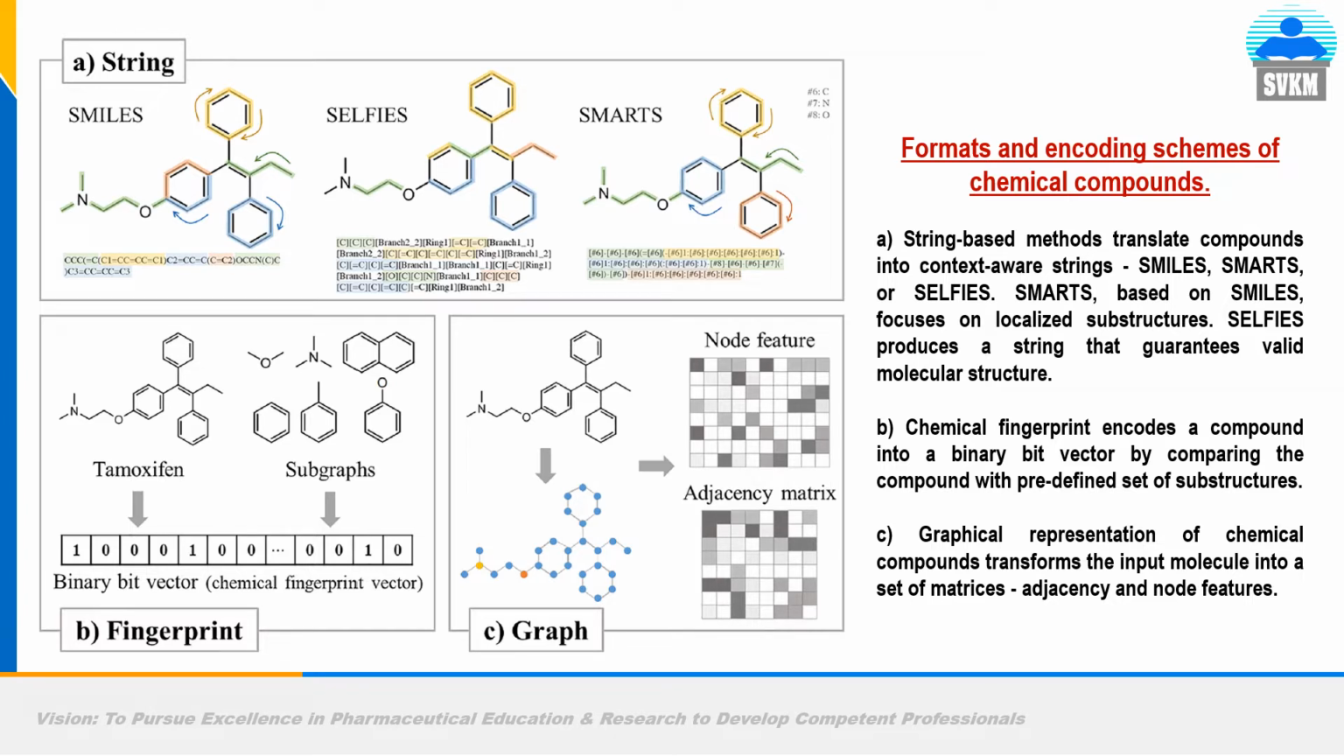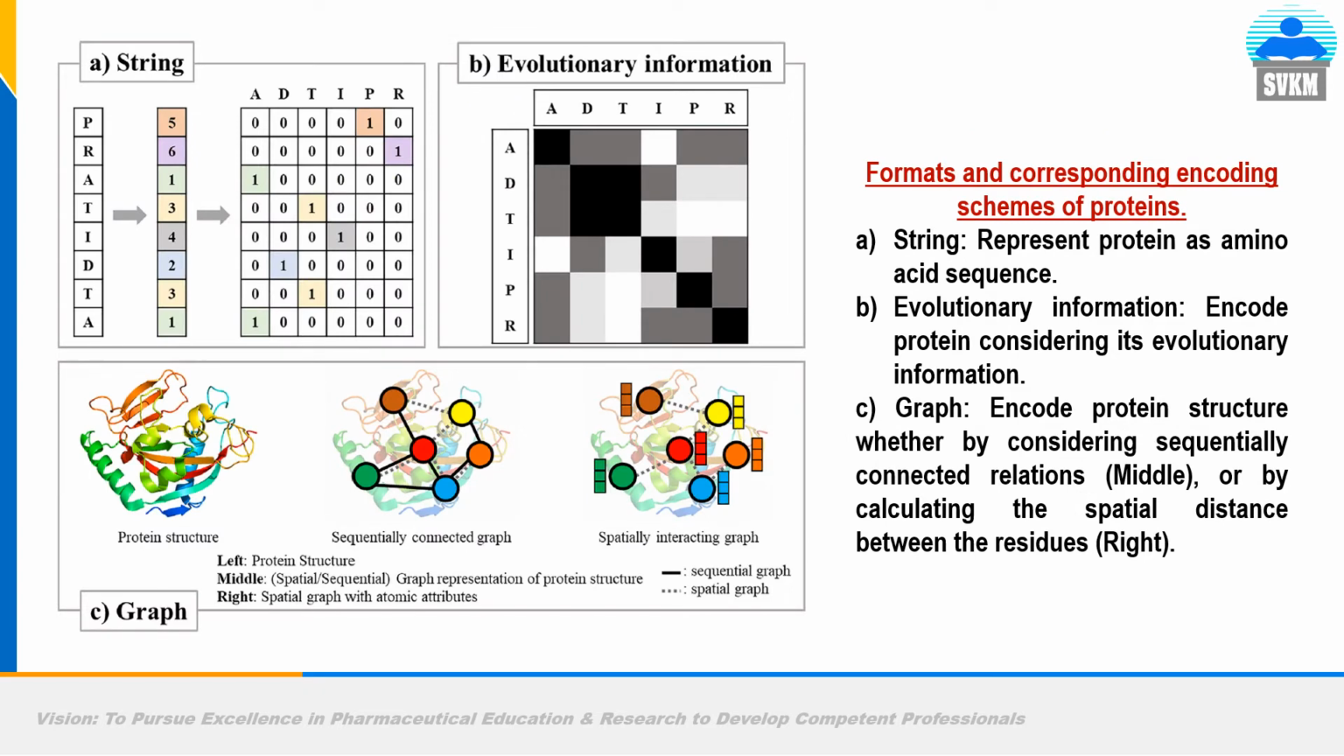Now B is the chemical fingerprint, which encodes a compound into a binary bit vector. Vector means a way to represent your input features. Binary means either 1 or 0. It is done by comparing the compound with a predefined set of substructures. Third is graphical representation, about which we have already discussed in detail in our earlier video, the series 2 video. Graphical representation of chemical compounds transforms the input molecule into a set of matrices, the adjacency matrix and node feature matrix. We have already seen the meaning of these two in our earlier video.